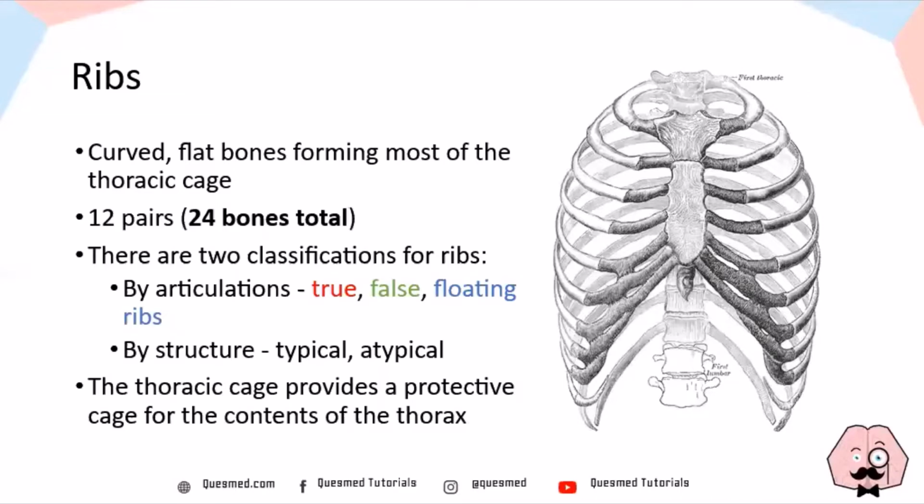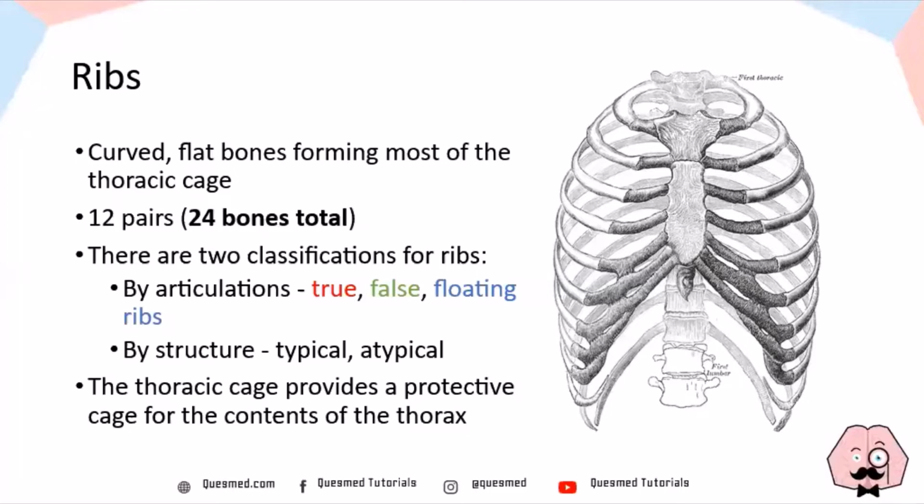Just an overview of the ribs. They're curved flat bones which make up most of the thoracic cage. As I said before, there are 12 pairs of them, so there are 24 in total, and there are 2 ways of classifying them. One way of doing it is by their articulations, and if you do it this way, they can be classified as true, false or floating ribs, or you can classify them by structure, and in that system you'd call them either typical or atypical ribs, and we will discuss the definitions of these things in later slides.